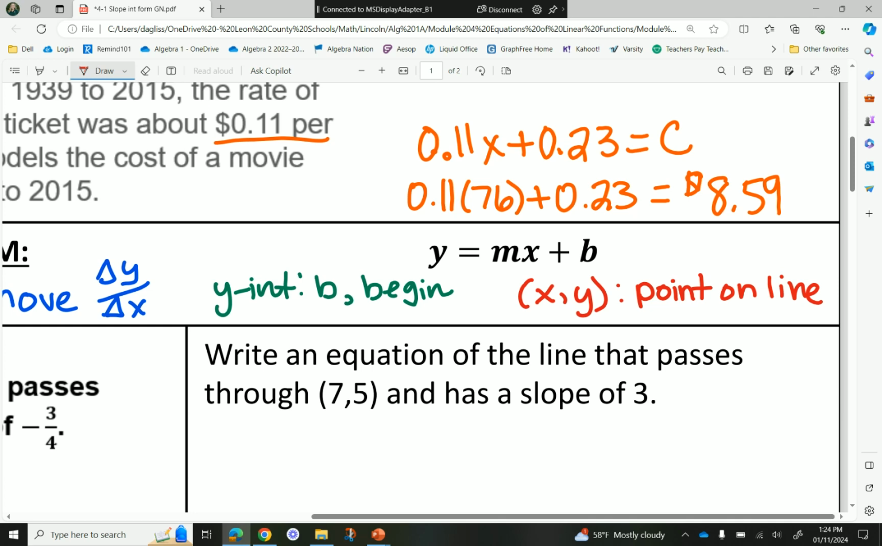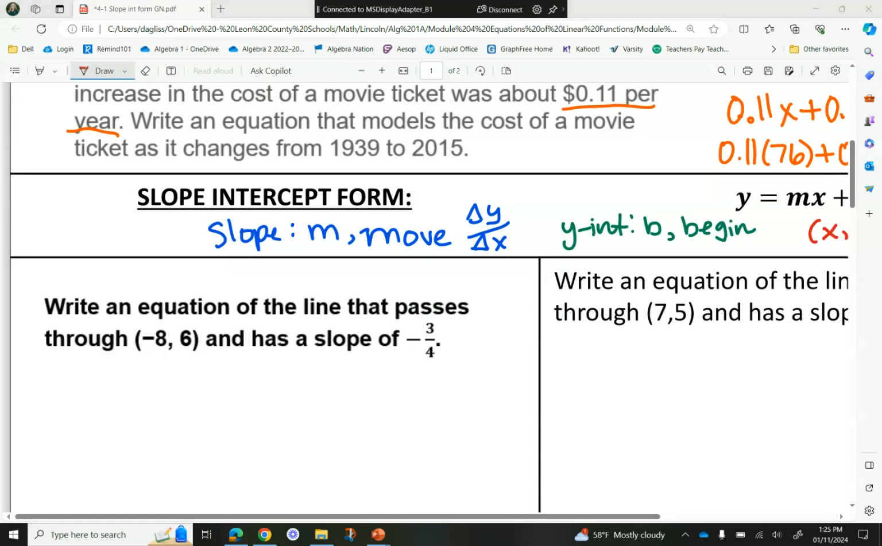All right, our first example. Are we still writing this down? No, I'm here.